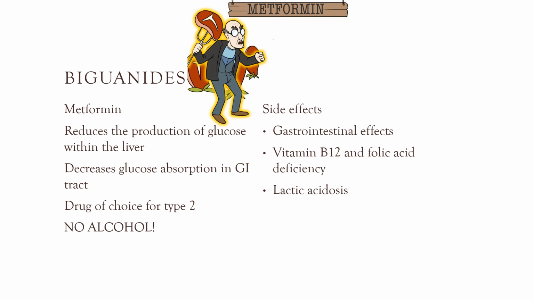This is the drug of choice for type 2. So if you start out as a type 2, this is what they're going to start putting you on. No alcohol with this, it can make you very sick. And you can get a B12 and folic acid deficiency. So what do we do for that? We need to monitor for a folic acid deficiency and replace as needed. You may even go ahead and put them on a B12 or folic acid supplement if you know that they're going to be on this.